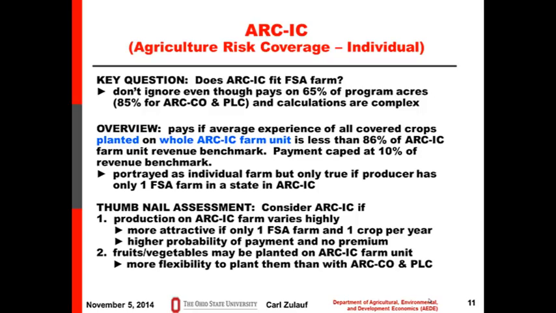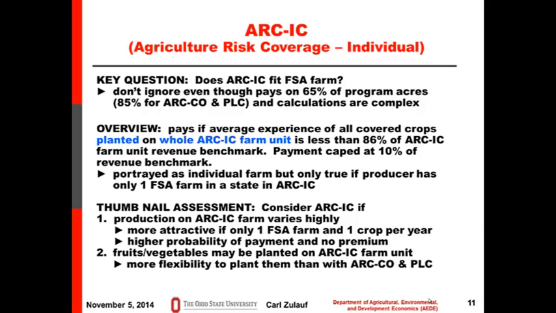Again, I'm not making an argument that you take ARC-IC in this situation. I'm only making the argument that ARC-IC is worth considering in this situation. And again, back to my broader point, don't let the complexity of the calculations, don't let the fact that it pays on only 65% of program acres versus 85% deter you from looking at the program. Make the decision to use ARC-IC or not use ARC-IC an active decision that better enhances your farm. This covers the program crop decision that you want to make.